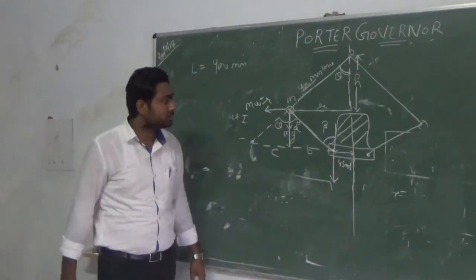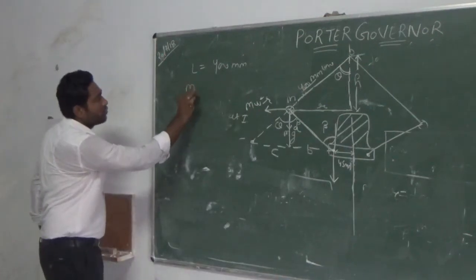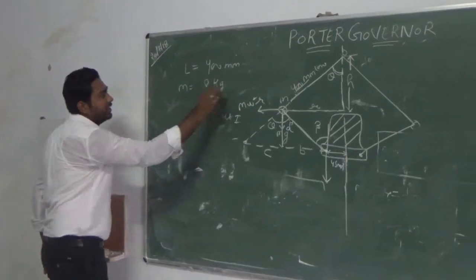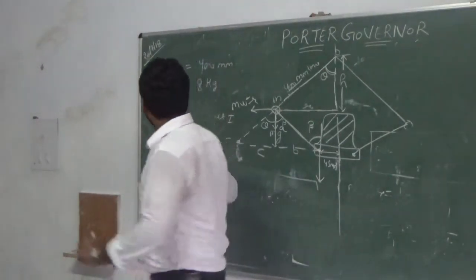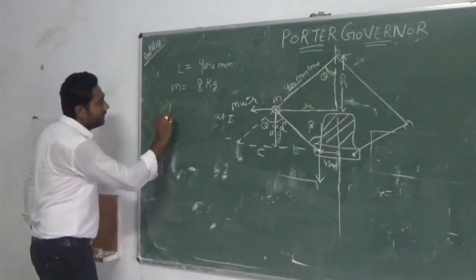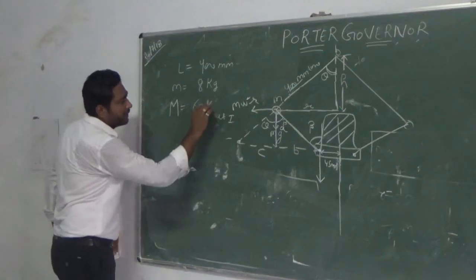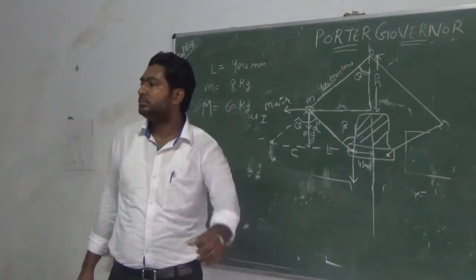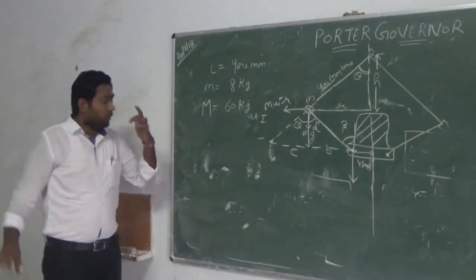Ball has a mass, small m is equal to 8 kg. And the load on the sleeve, that means capital M, is 60 kg. What will be the equilibrium speeds for the extreme radii of 250 mm and 300 mm?